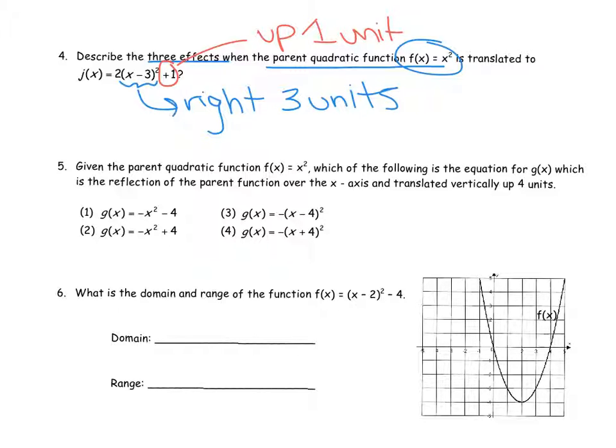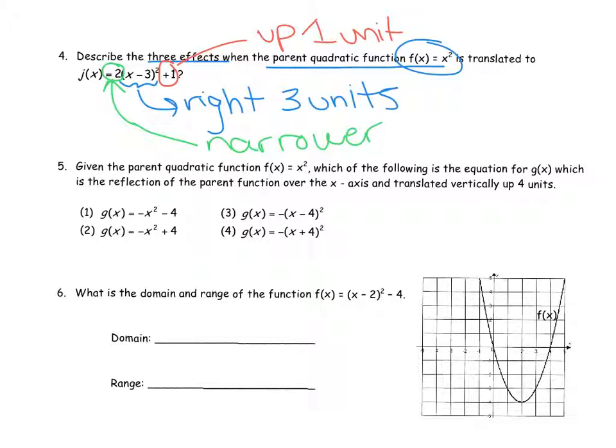And lastly, we need to know that the 2 out front indicates either this is becoming wider or narrower, and the 2 out front means this is going to become narrower. All right, so we need to know it gets narrower because of the 2. The x minus 3 means it shifts to the right by 3 units, and the plus 1 means this shifts up. If we look at question number 5, this is a very similar question.